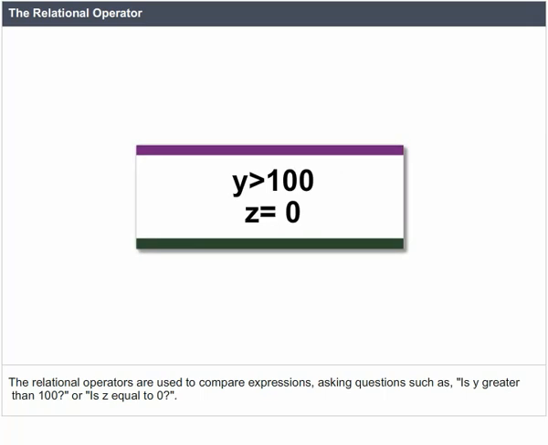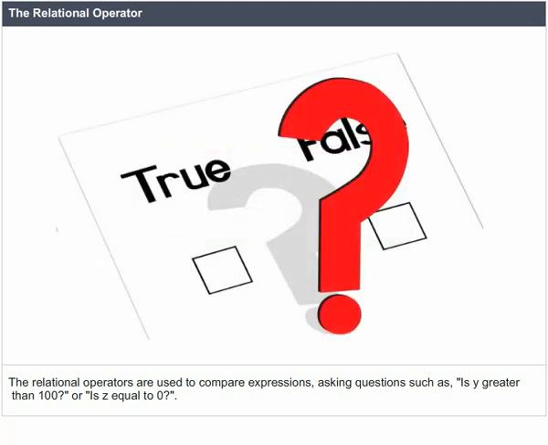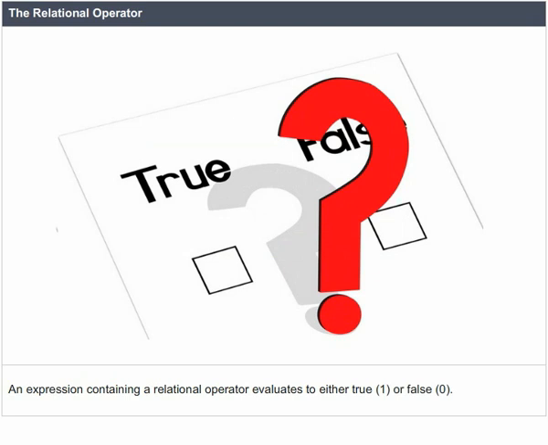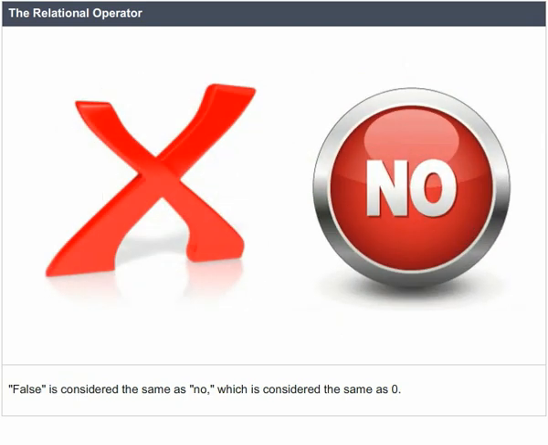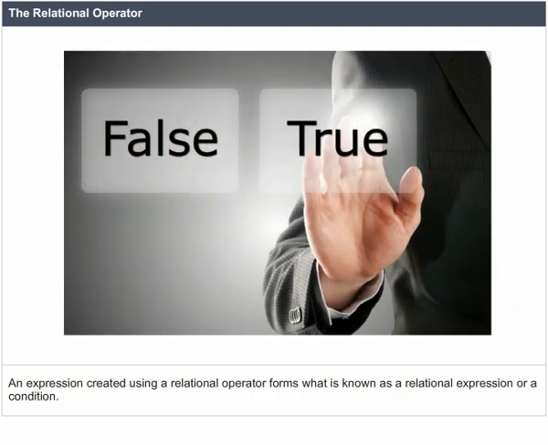The relational operator. The relational operators are used to compare expressions, asking questions such as, is y greater than 100 or is z equal to 0? An expression containing a relational operator evaluates to either true (1) or false (0). True is considered the same as yes, which is also considered the same as 1. False is considered the same as no, which is considered the same as 0. An expression created using a relational operator forms what is known as a relational expression or a condition.